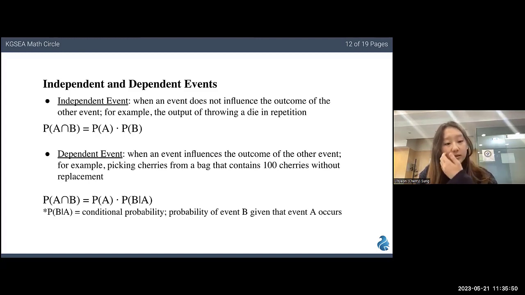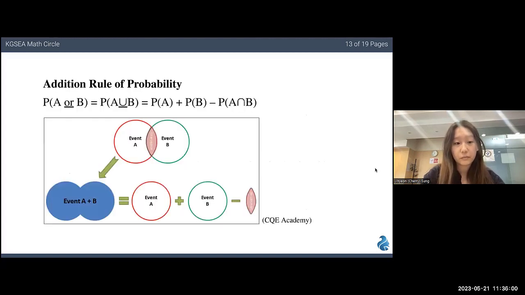This could be represented by P(A and B) equaling P(A) times P(B), given that A occurs. And this is conditional probability, which I'll explain in a later slide.